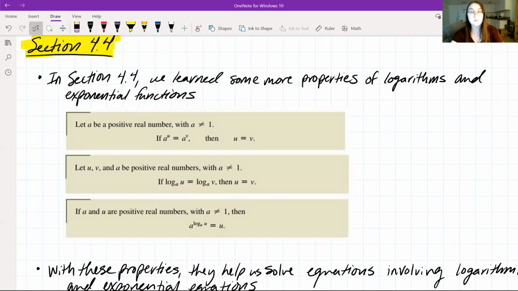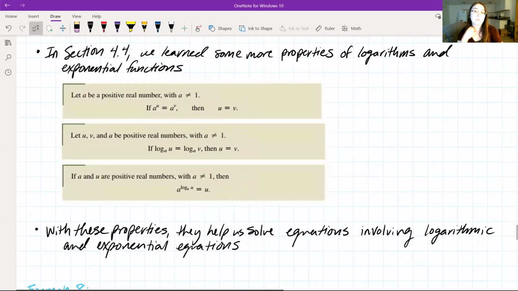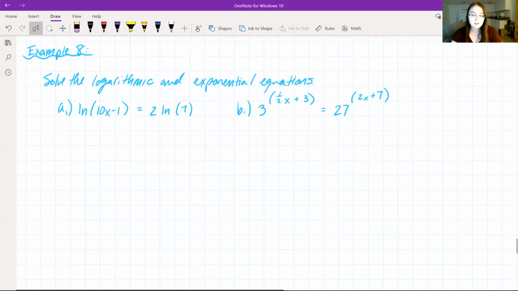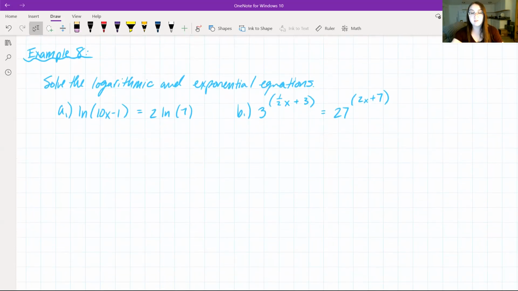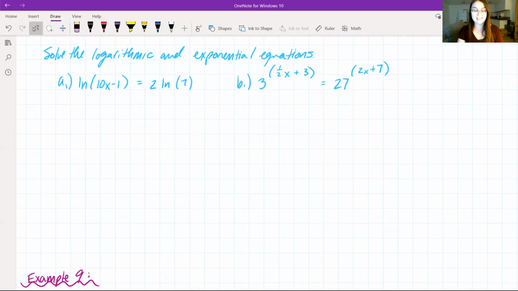But as for the first two properties, we see that these are going to be extremely useful. And because we know that these are very useful properties, we want to manipulate our equations so that they look something like this so that we can use these properties. So basically, just a reiteration, these properties help us solve equations involving logarithmic and exponential equations. So for example A, all we're going to do is solve the logarithmic and exponential equations. Specifically, we really want to use our properties, and they're going to be very helpful in this case.